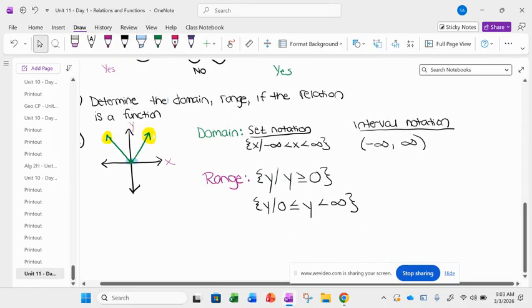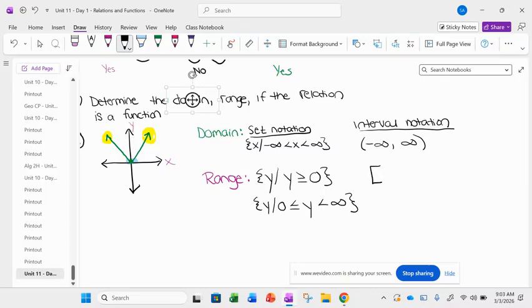Now, if I were to write this in interval notation, because 0 was included, you're going to do square bracket 0, comma, infinity, parenthesis. And I use the square bracket on the 0 side because the 0 is included. If that was an open circle, I would do a parenthesis on the 0 side.